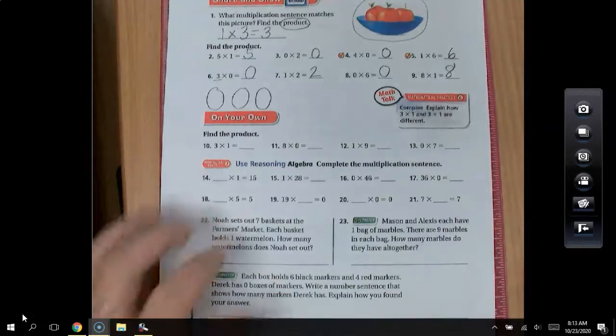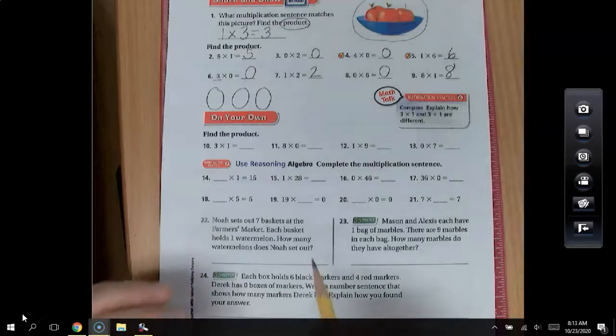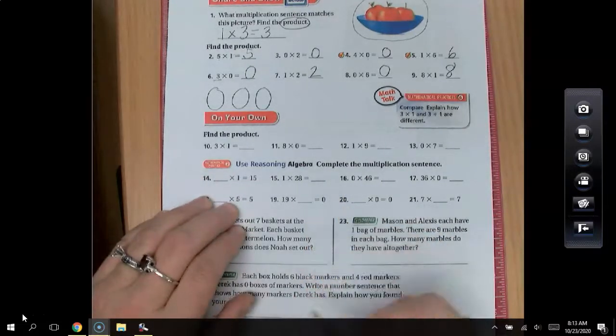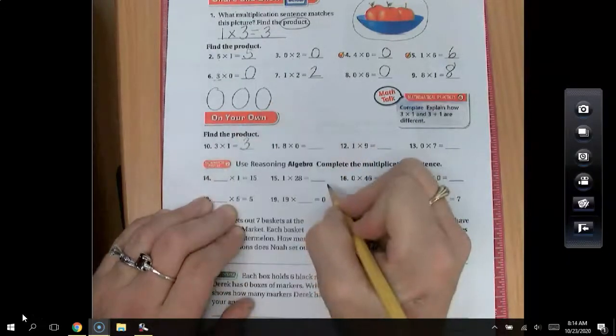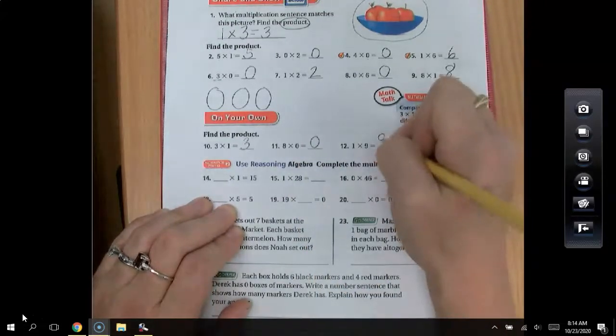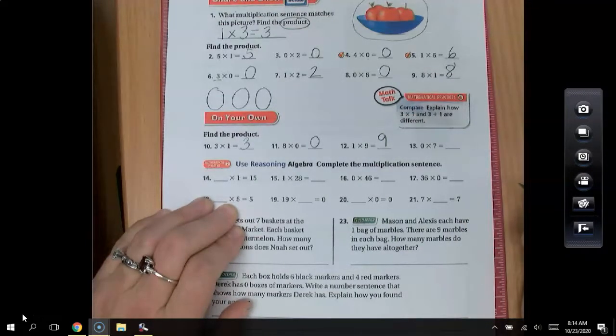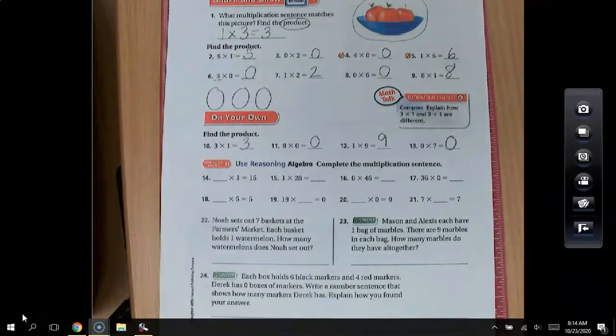I'm going to pause for just a minute so you can do those on your own. Go ahead and get started. Okay, let's check to see if you got the same answers that I get. 3 times 1 is 3. 8 times 0 is 0. 1 times 9 is 9. 0 times 7 is 0. Did you get those same answers that I got? If you did, give yourself a pat on the back.